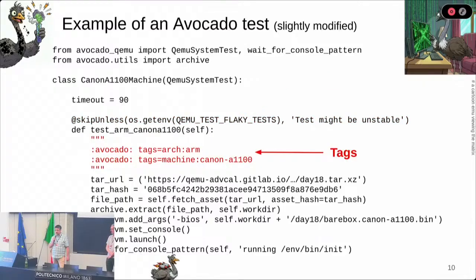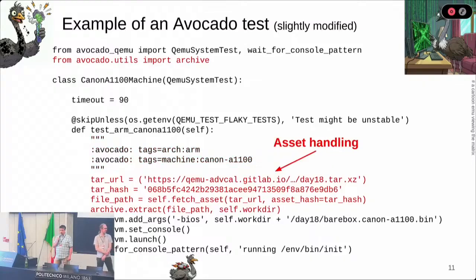And there are tags. Tags serve two purposes in the Avocado framework, at least in the one that we use in QEMU. The first one is the obvious one: you can use the tags to only run a subset of the available tests by specifying a tag on the command line. And the second one was that Avocado used these tags to configure the QEMU machine and the QEMU binary automatically.